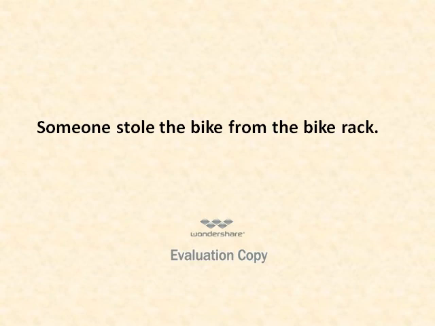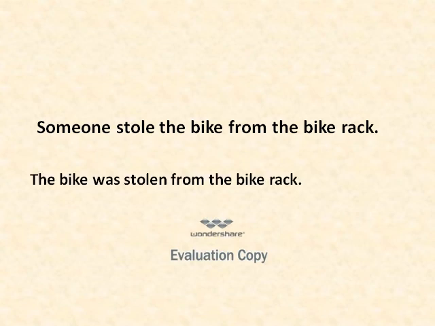Someone stole the bike from the bike rack. Notice this sentence is in the simple past time, so your answer has to have the simple past form of be. The bike was stolen from the bike rack. We dropped someone because we don't need to know that.